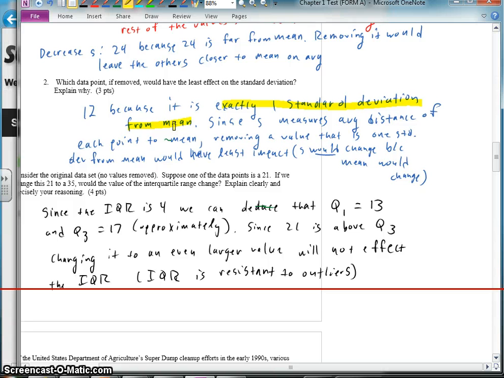Because if you think about it, we're removing a point that's 3 from the mean. The other points are on average about 3 from the mean as well. Okay? Now, it is important to understand that the standard deviation would change because the mean would change. All right? But it would change by the least amount if we removed this one value.